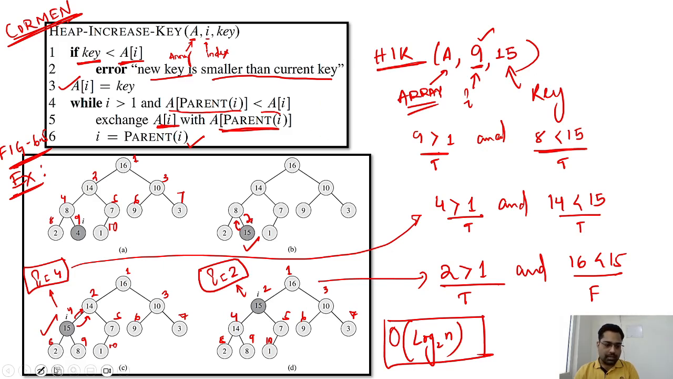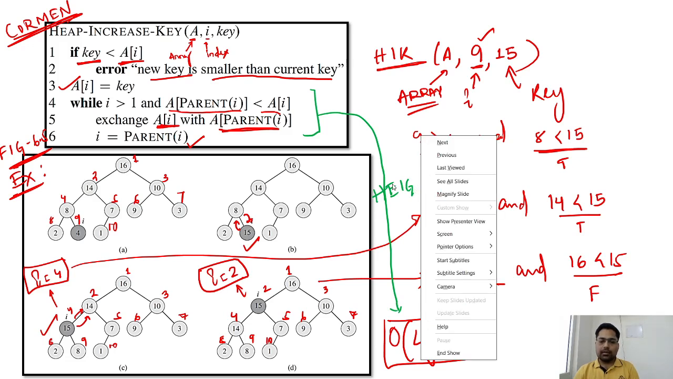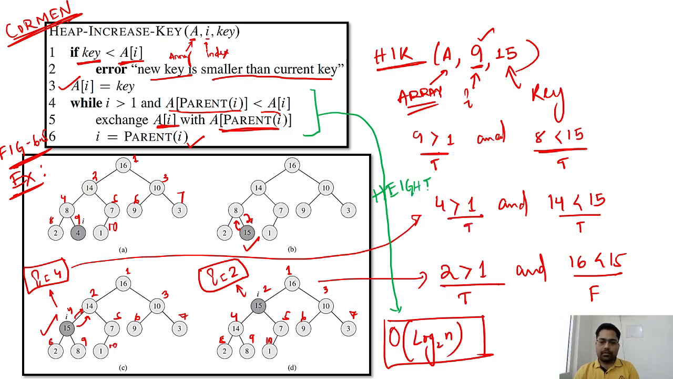And here I'm just changing the color somehow, so it could be better to understand. For this reason you are getting the height. We are focusing on height again, that is why we can say the time complexity is big O of log n.